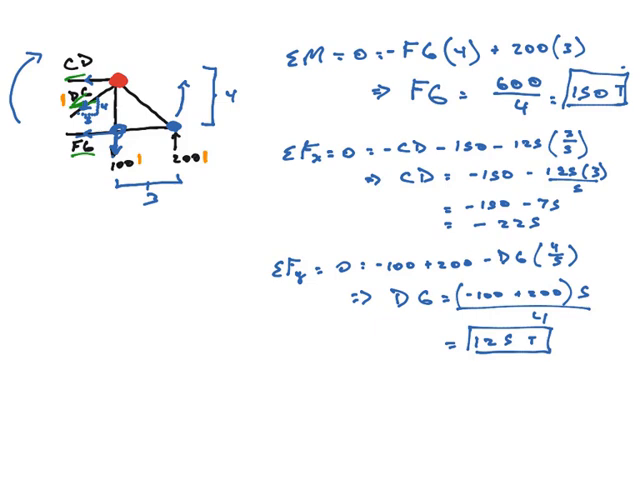What does that mean? Well, the negative tells me that the direction I guessed for CD was wrong. I guessed CD to be in tension. I got a negative answer, so that means CD is actually in compression. So CD is 225 in compression.